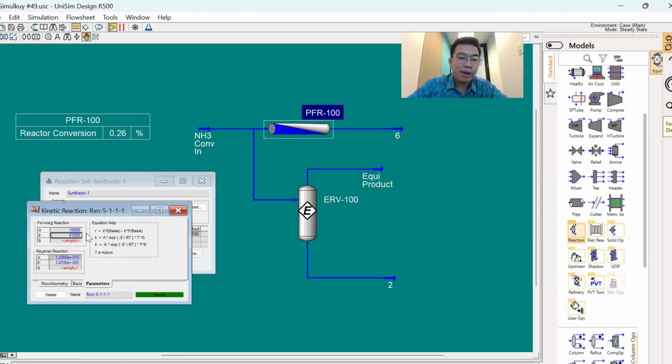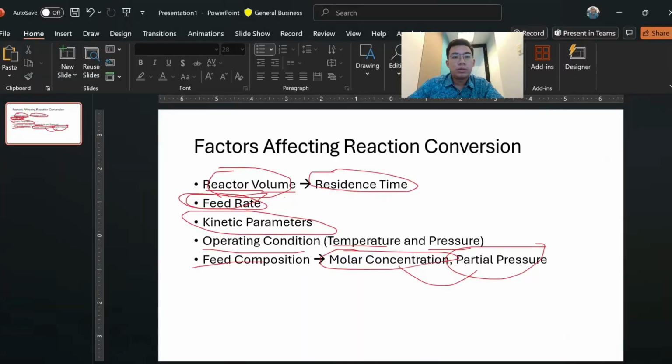Why does the E have more effect? Yeah, because it is in the exponential term of the K. So if I change it a bit, it will have more effect on the K. Okay, now the next thing is about the operating condition.